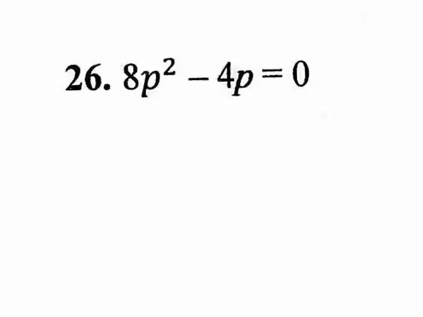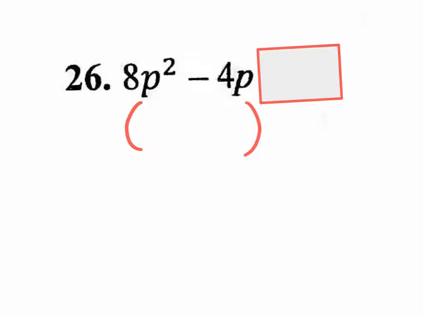So what could we factor out of this polynomial, or the binomial on the left side? I'm going to cover up the equal 0 for a little bit so we could ignore it. Okay, so what could I factor out of there? 4p. If I pull out a 4p, what's left?